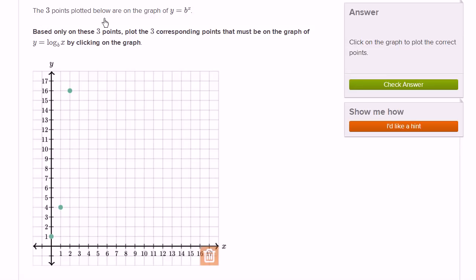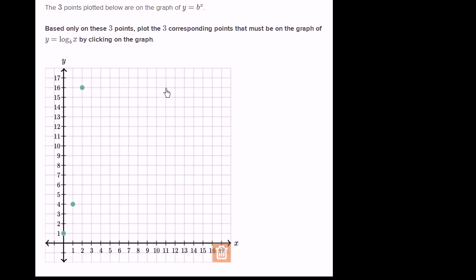The 3 points plotted below are on the graph of y is equal to b to the x power. Based only on these 3 points, plot the 3 corresponding points that must be on the graph of y is equal to log base b of x by clicking on the graph. So I've actually copied and pasted this problem on my little scratch pad so I can mark it up a little bit. So what is this first function?